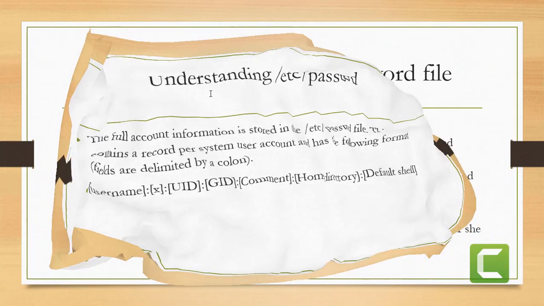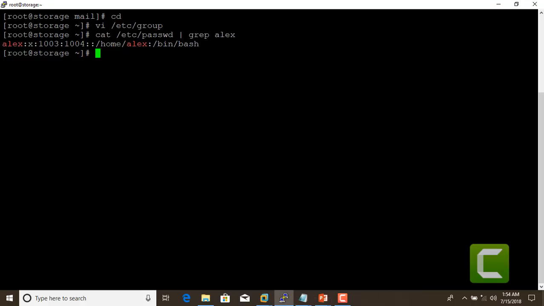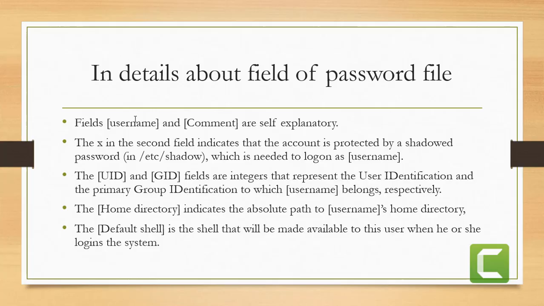Now the details about the fields of the passwd file. The username and comment fields are self-explanatory. And x, what stands for x? What is the meaning of this x? An x in the second field indicates that the account is protected by a password set in /etc/shadow, which is needed to log on as that username.